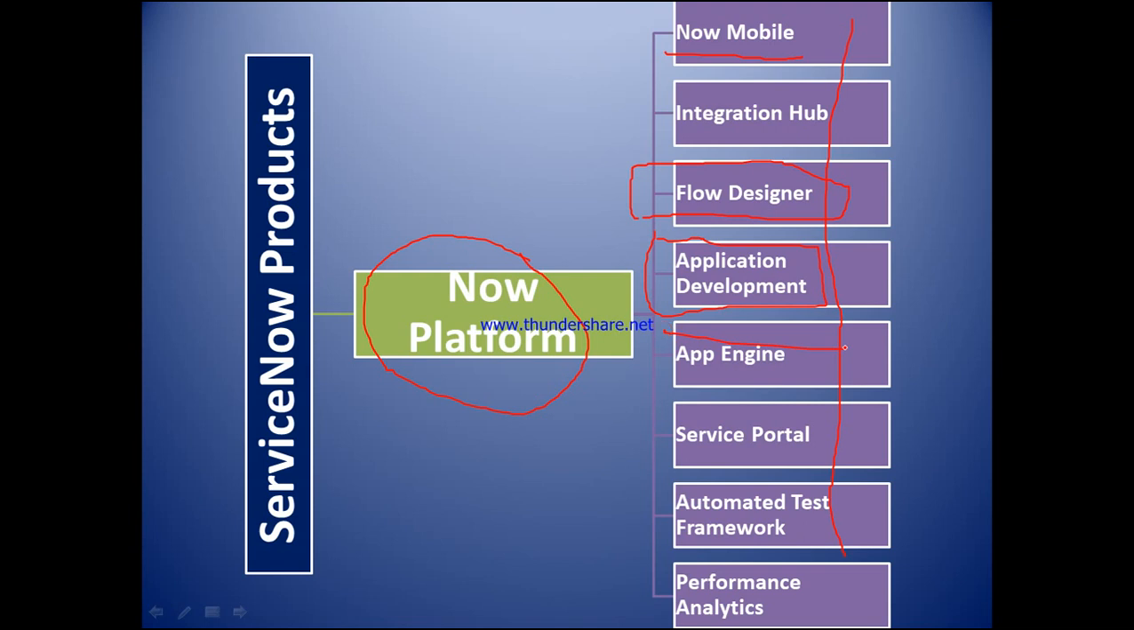App Engine, to run these things you can use. Service Portal, if you want to build a custom service portal as per your customer preference, you can build that. Automated Test Framework, again, is for testing automation. Finally, Performance Analytics, basically to know how much time my query or transaction takes to go to the database and fetch the results. These kinds of things are provided by ServiceNow as part of the Now Platform.